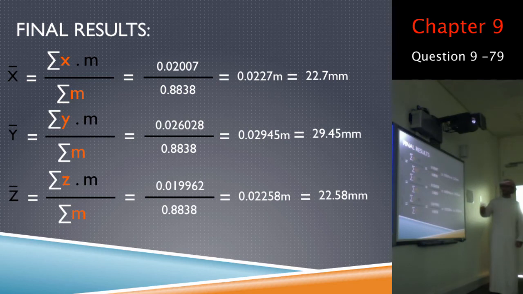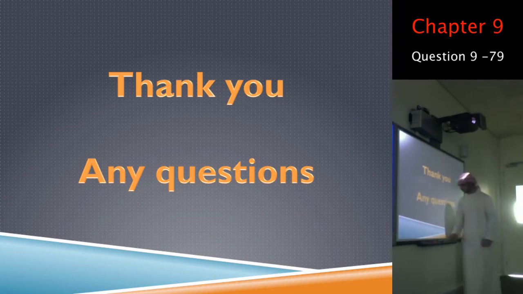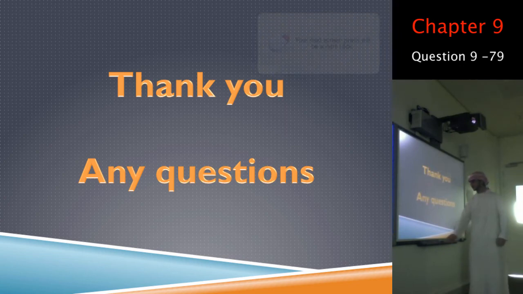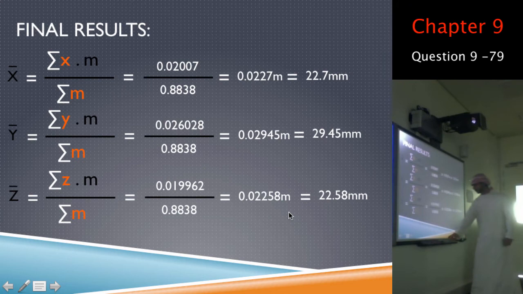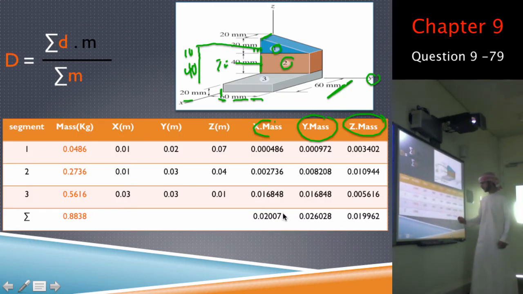22.58 millimeters in the z-axis. Can you draw the location of this? Can you locate the center? Now you got the coordinates. Can you draw where it's located? Okay. 22. Use a different color. Use a light color. Okay, sir.